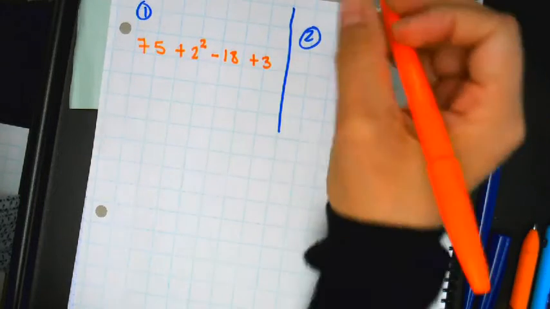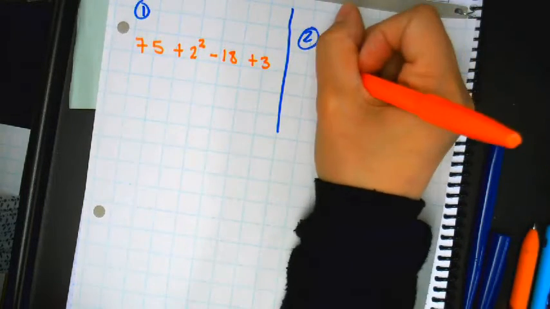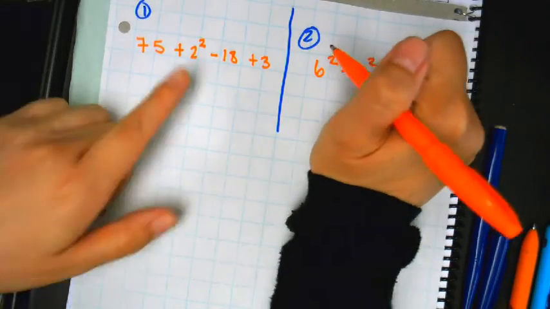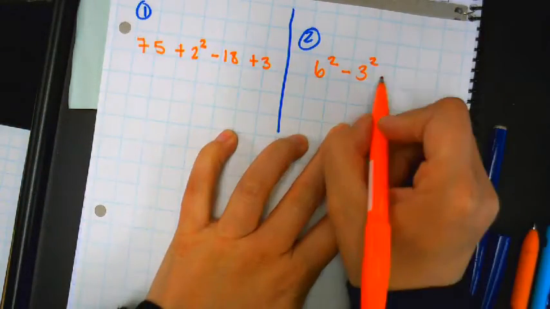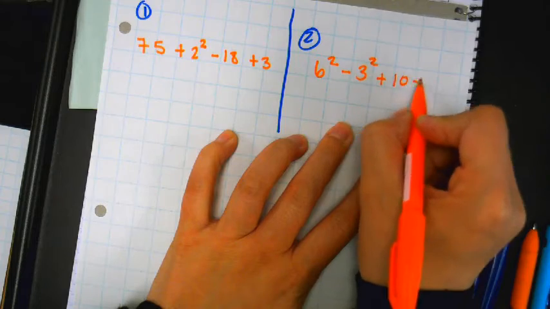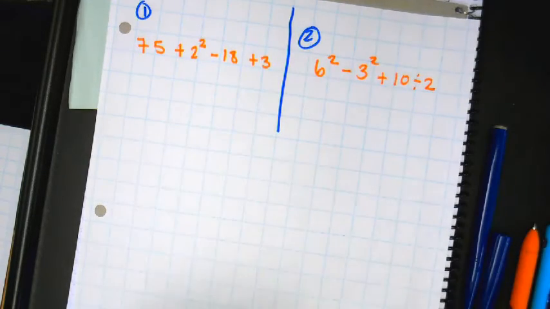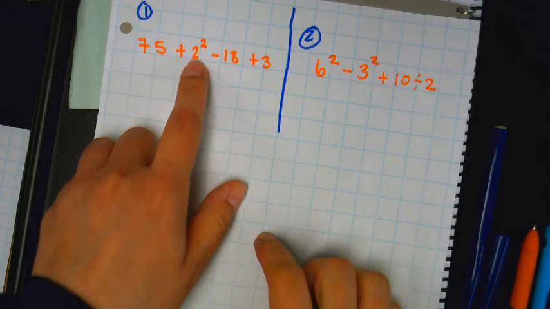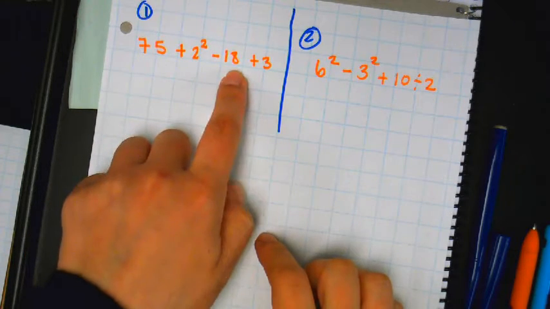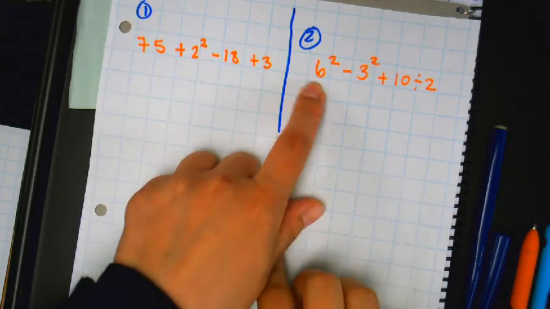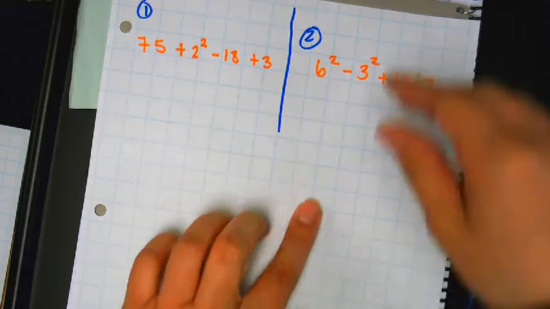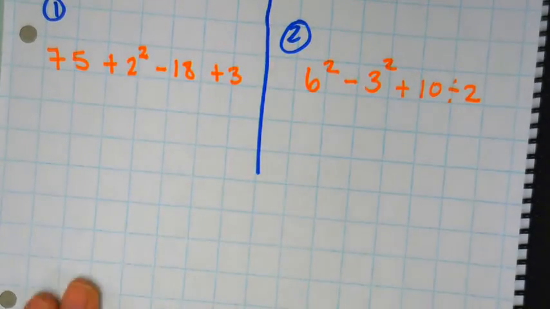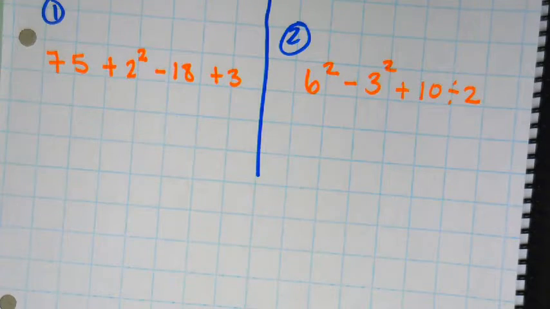Oh yeah, I like that. Is that 2? 2 to the power of 2. Okay, here's your 2 problems. 75 plus 2 to the power of 2 minus 18 plus 3. And then we have 6 squared minus 3 squared plus 10 divided by 2. Alright, try it out. Try it out.